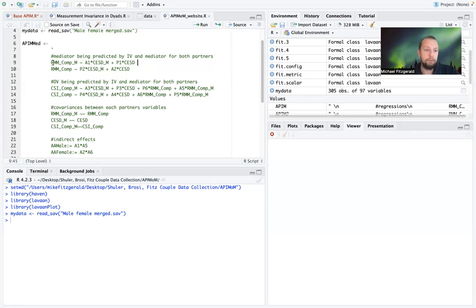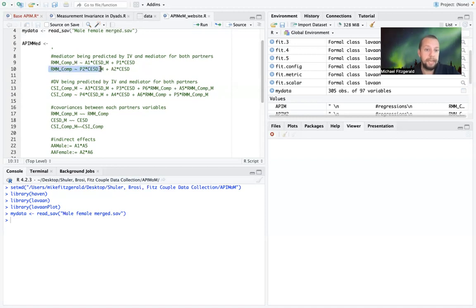What you'll notice here is the regression indicator, the tilde in Lavaan. So relationship mindfulness for males is being predicted by both partners' depression. I've also attached labels to them. I chose A1 for actor, the first actor effect in our model, and P1 for our first partner effect in the model. That will come in later when we are calculating our indirect effects.